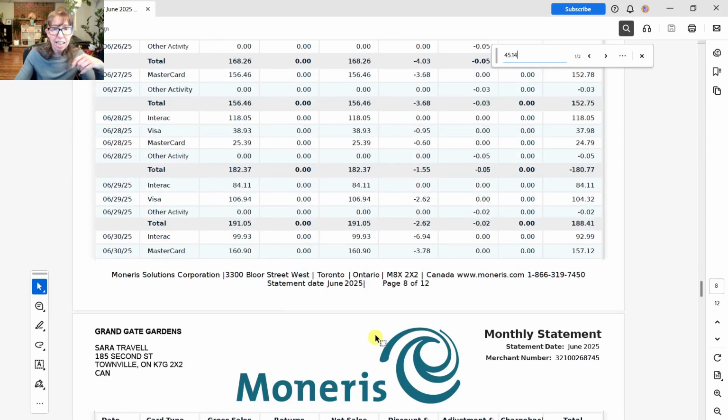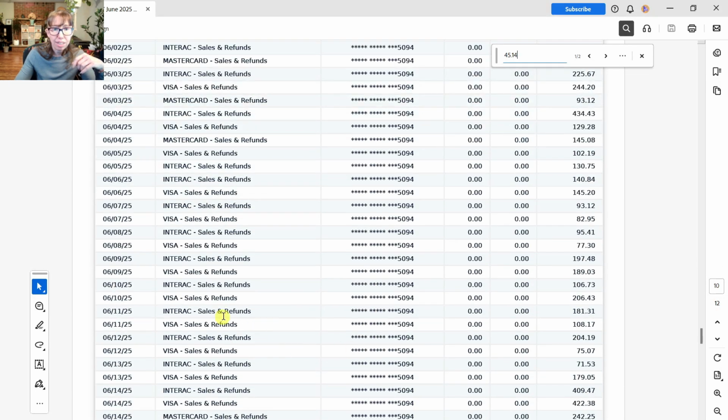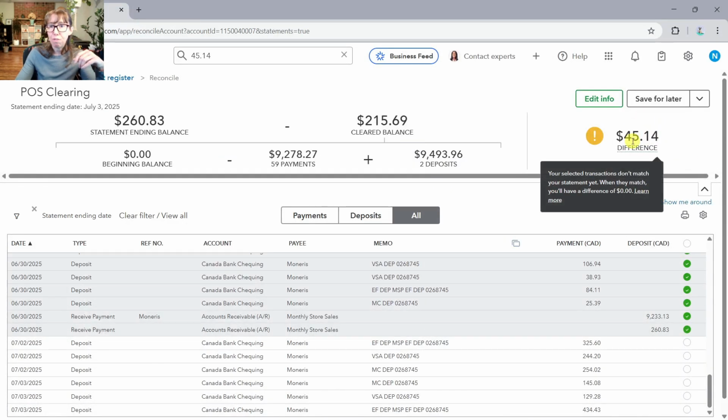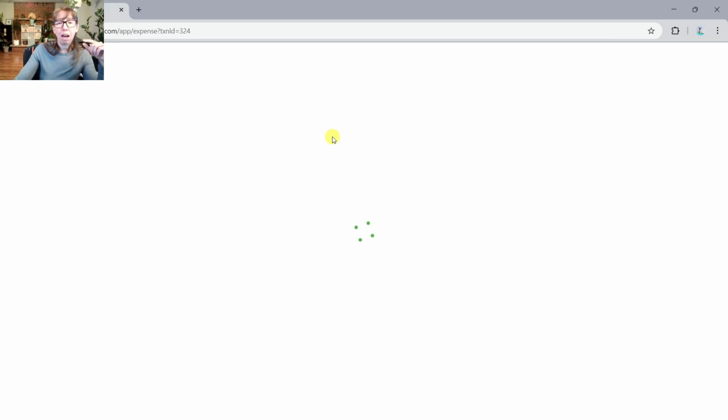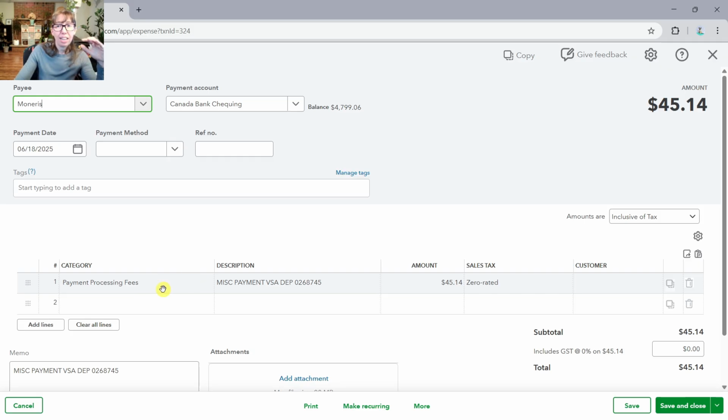That's why these say in the daily activity summary that it's the sales and the refunds combined. And that is why the 45.14, again, a lot of people just see money coming out from Moneris and think it's a fee. So having the POS reconciliation is definitely very important to make sure that we've got everything allocated correctly and it's all balancing well.